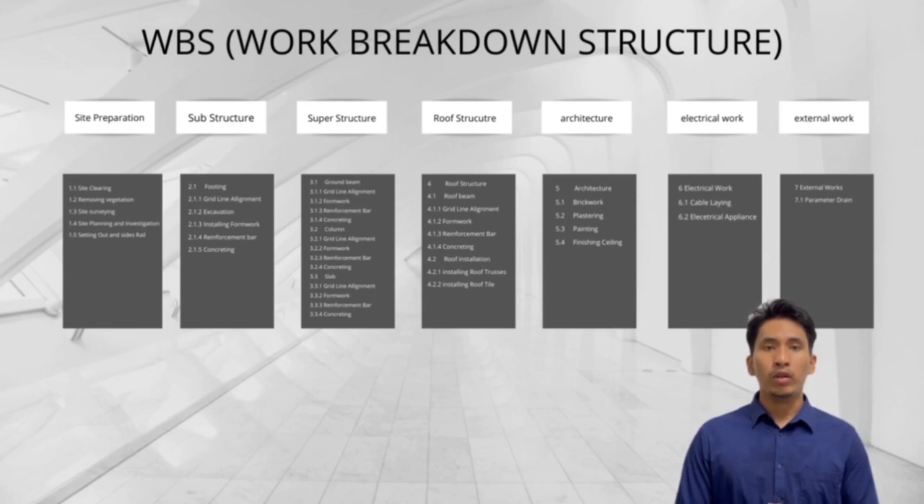Superstructure is about constructing the ground beam and the column of slab. Meanwhile, roof structure is roof beam work and installing a roof frame. Number 5, we will start with the architecture work such as brickwork, plastering, painting and finishing the ceiling. Lastly, we will finish with M&E, electrical work and external work.